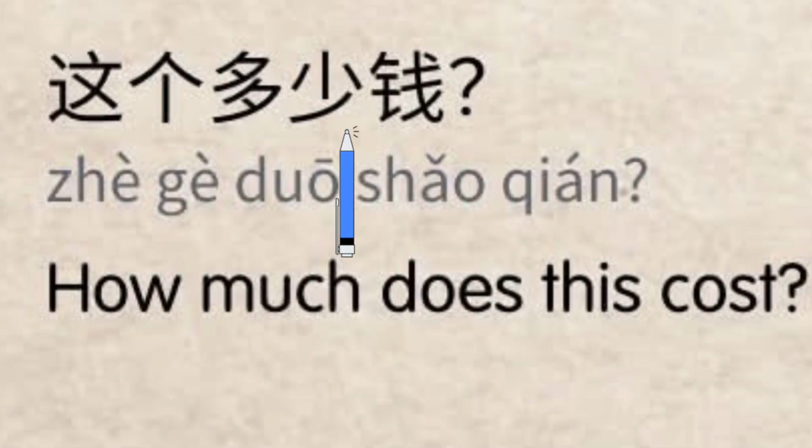这个多少钱? How much does this cost? Hope you learn it. Let's find out the vocabulary which we just learned. 多少. There, it is so easy. Hope you learn it. Let's move to our next vocabulary.